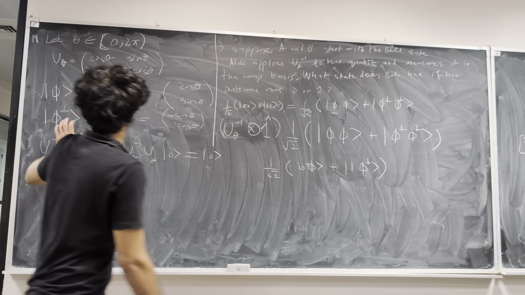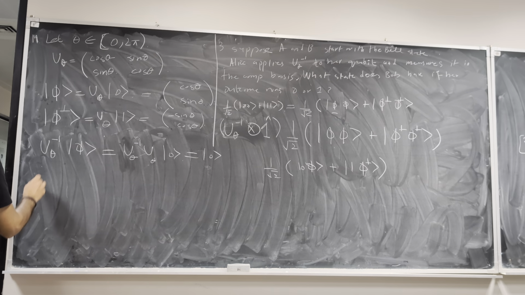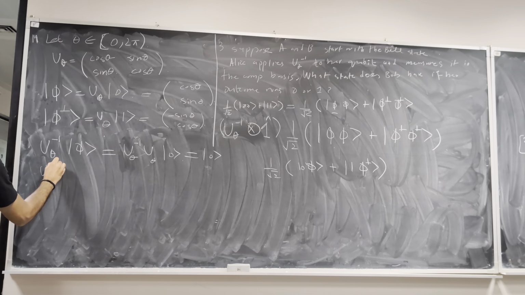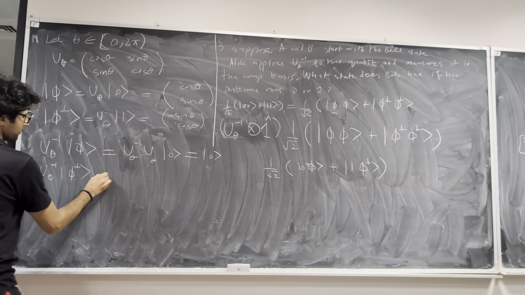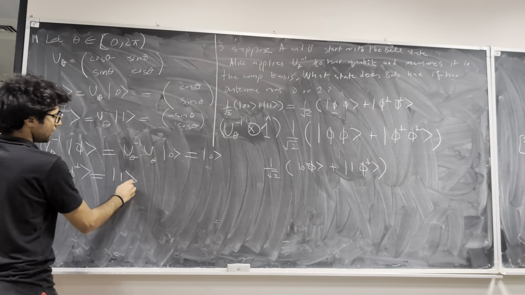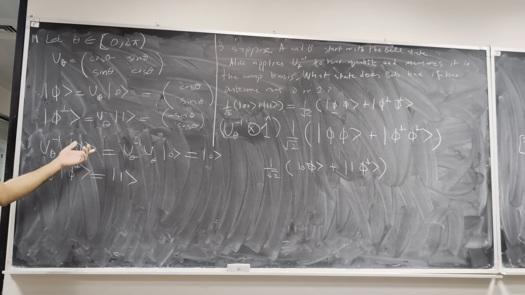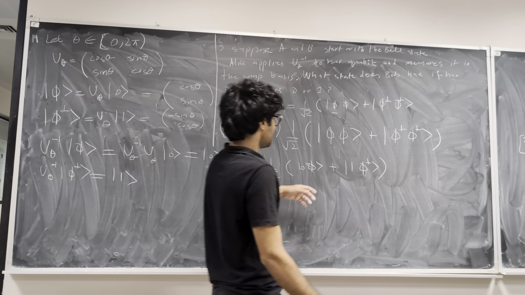कहाँ से आया? वो इधर से आया. जब मैंने इसका लिया था तो इस पर भी मैं U inverse अप्लाई करूँ, जब ऊपर वाली इक्वेशन पे, so I get 1, right? Make sense? Yeah. So I get this.